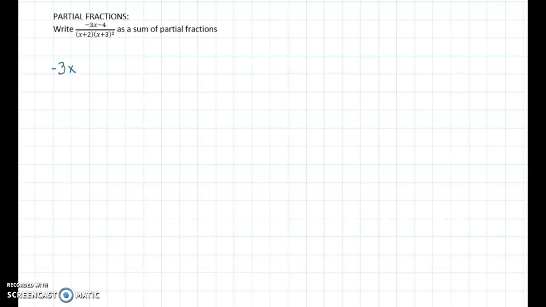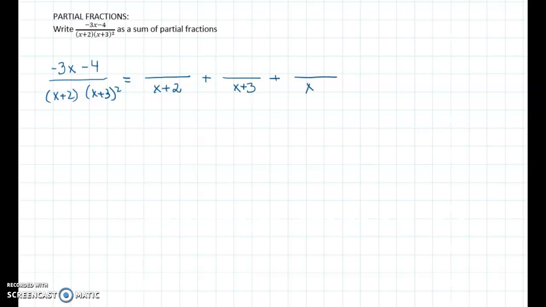We have (-3x - 4) over (x+2)(x+3)². And we are going to aim at writing this as a sum of three fractions. One of them is going to have x+2 as the denominator. The next one is going to have x+3. And the next one is going to have (x+3)².